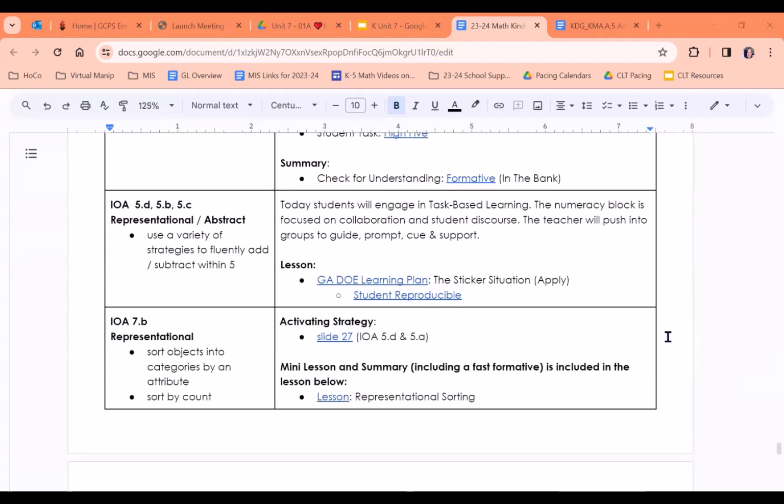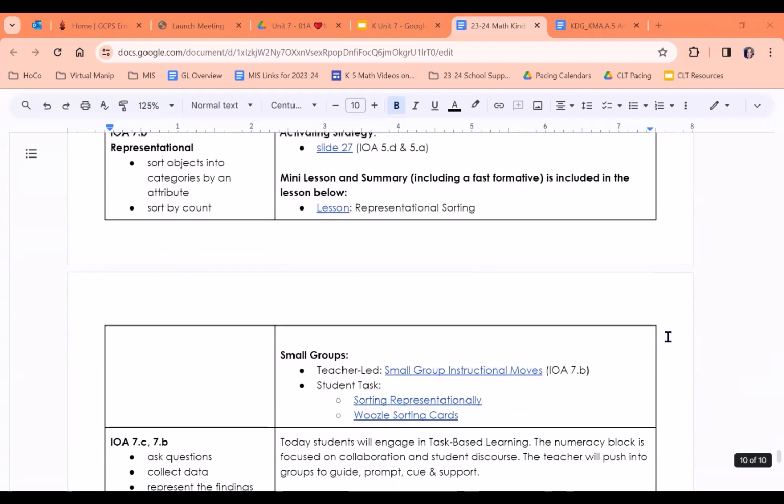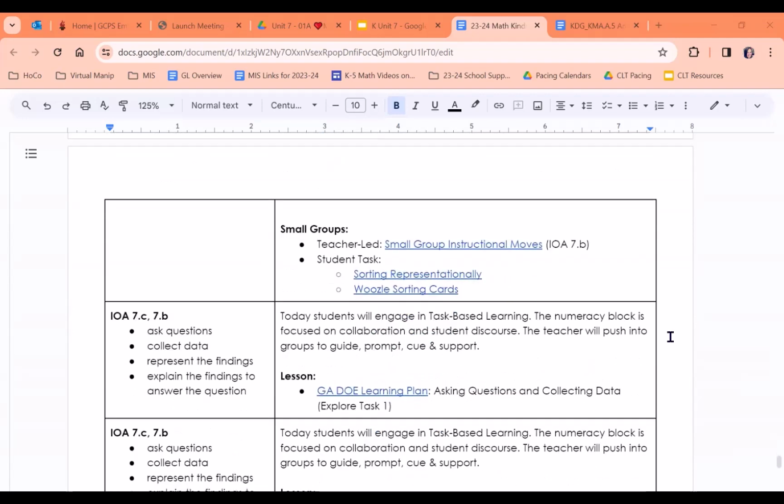The unit will then shift to AKS 7. We will have 1 day for some teacher-directed instruction on IOA 7.B, sorting at the representational level. From there, we will shift to IOA 7.C, ask and answer questions, with IOA 7.B embedded.